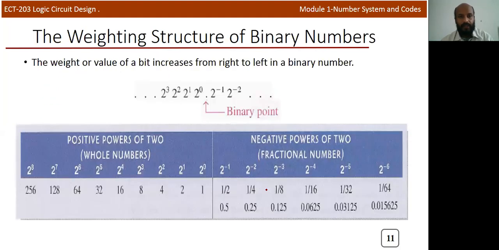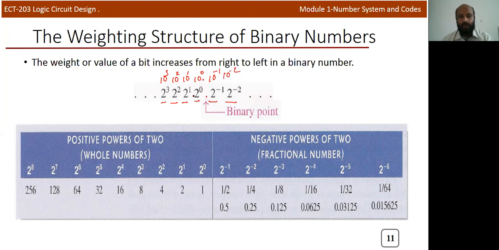Now we will discuss the weighting structure of a binary number. We already mentioned that the weight of the binary number is 2. For any binary number, for example a fractional number, you can see a point here, and towards the left it is 2 raised to 0, 2 raised to 1, 2 squared, 2 cubed, etc. Towards the right, after this point, you write 2 raised to minus 1, 2 raised to minus 2, etc. Just like in decimal, we write 10 raised to 0, 10 raised to 1, 10 squared, 10 cubed, and after the point 10 raised to minus 1, 10 raised to minus 2, etc.